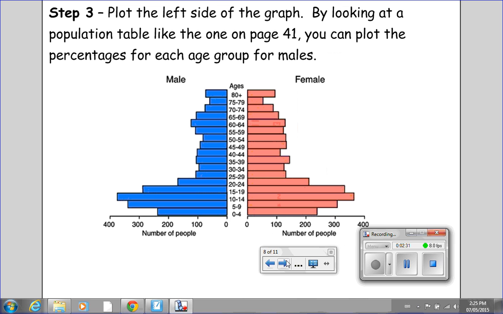Step 3, plot the left side of the graph. By looking at a population table like the one you'll see in your textbook, you can plot the percentages for each age group for males.